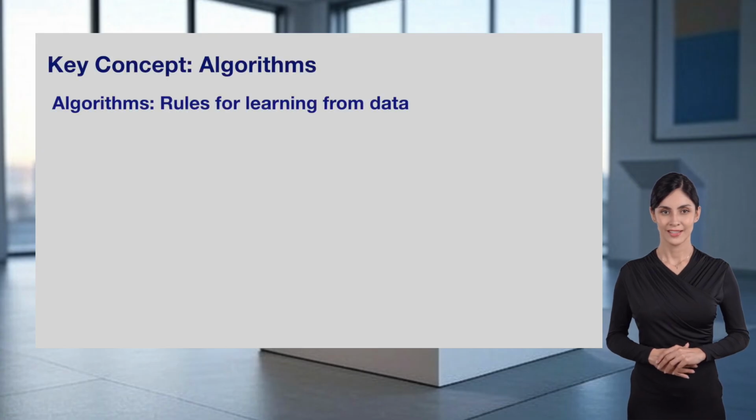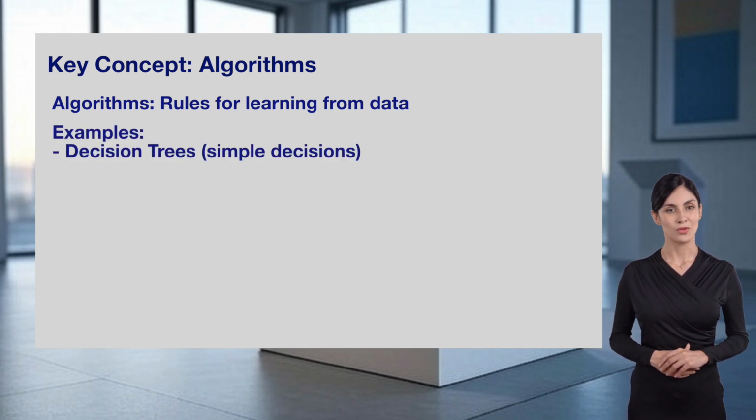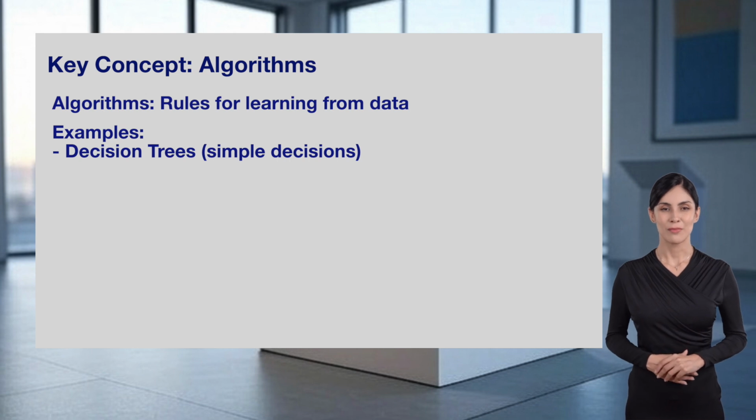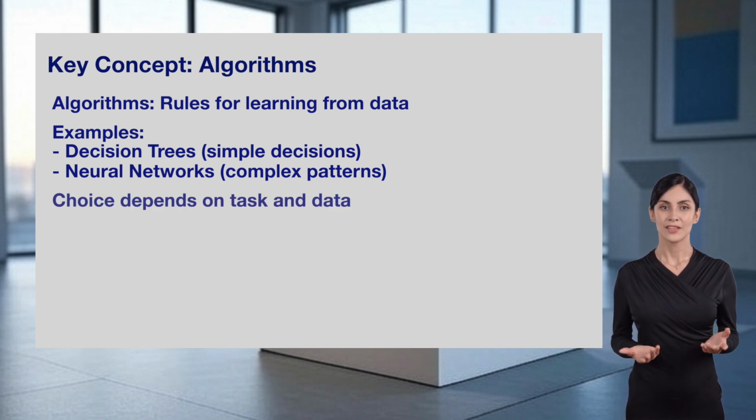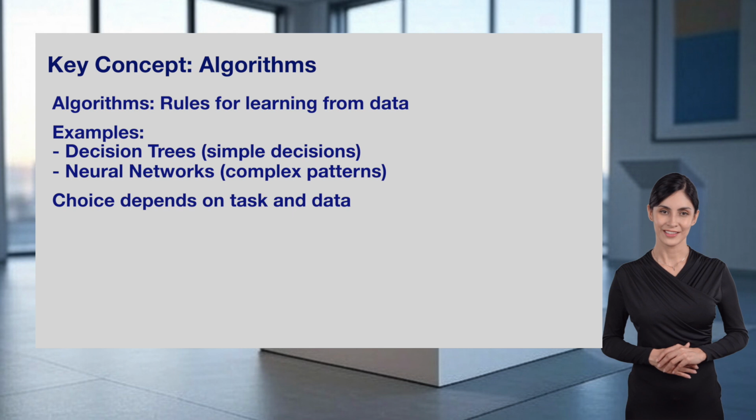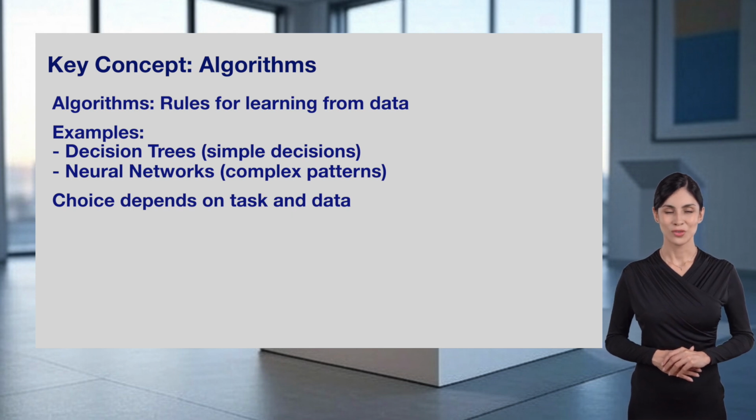Machine learning relies on algorithms, which are the rules the model uses to learn from data. Examples include decision trees, which make simple decisions like yes or no, and neural networks, which handle complex patterns, like in deep learning. The choice of algorithm depends on the task and data. For example, a simple task might use a decision tree, while a complex one might need a neural network. It's like picking the right tool for a job.